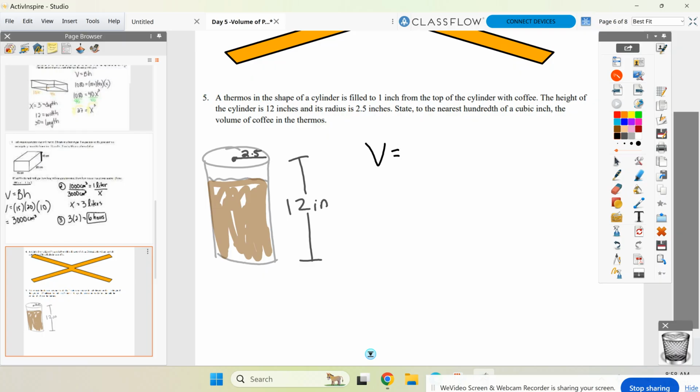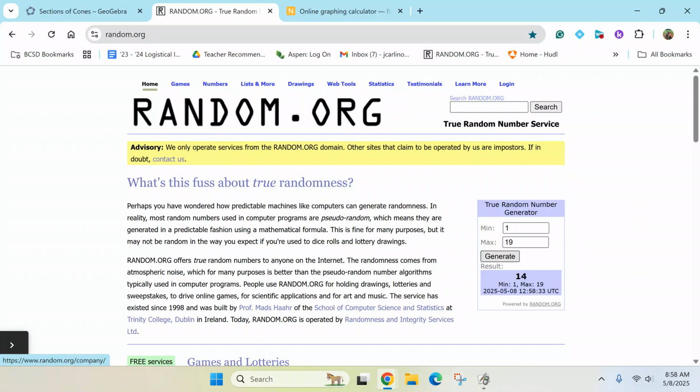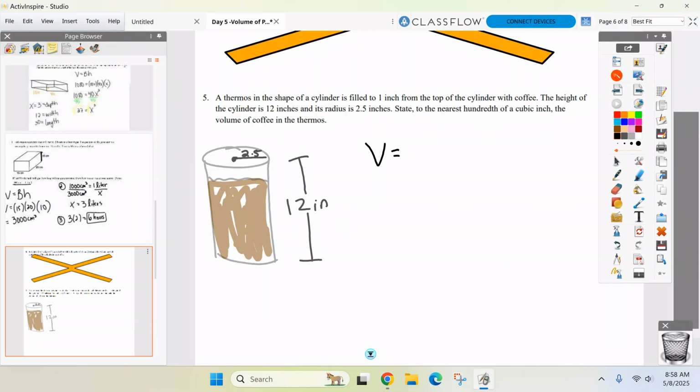First thing, can you guys go back? What's the volume formula for a cylinder? Because look, the coffee takes the shape of the cylinder. So what's your volume formula for a cylinder here? Keating? Pi r squared times the height. Yep, pi r squared times the height.